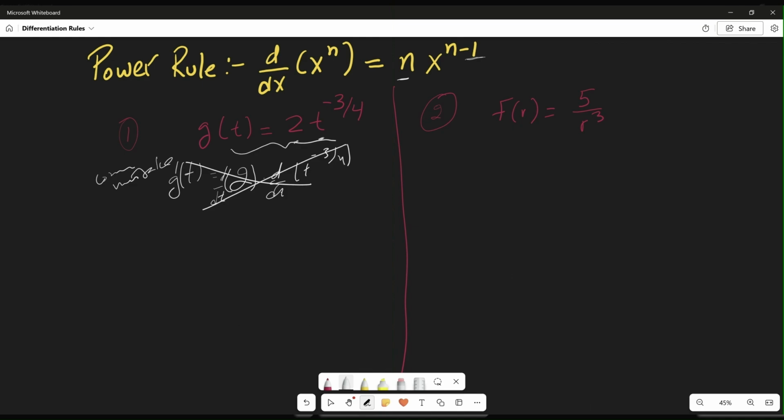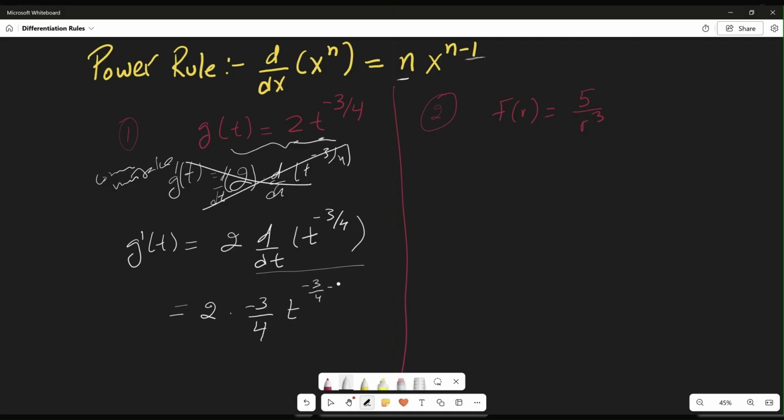And the formula for that, if you remember, is simply 2 times the derivative of t raised to the negative 3 over 4. Make sure we are not forgetting the signs associated with the powers. That's the other common mistake. Now the derivative of this is simply, bring down the power in multiplication and subtract 1 from it. So this is going to be 2 times negative 3 over 4 t raised to negative 3 over 4 minus 1.